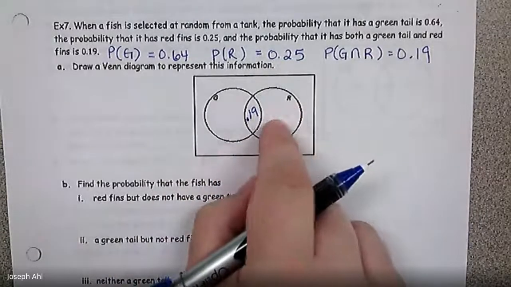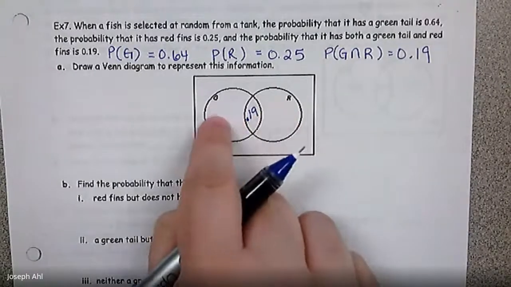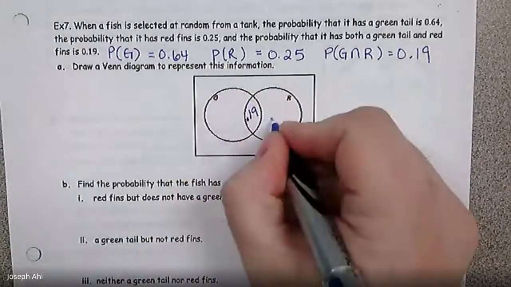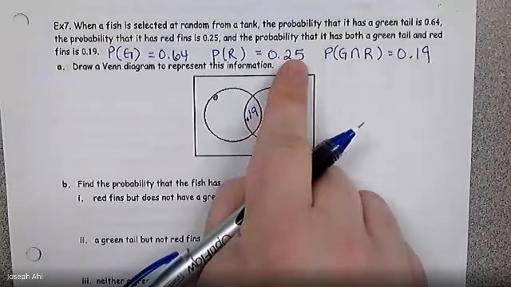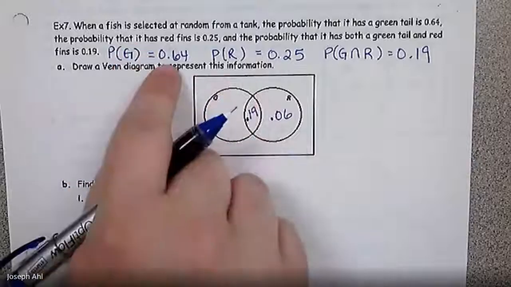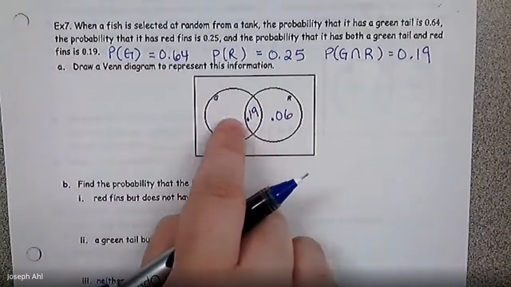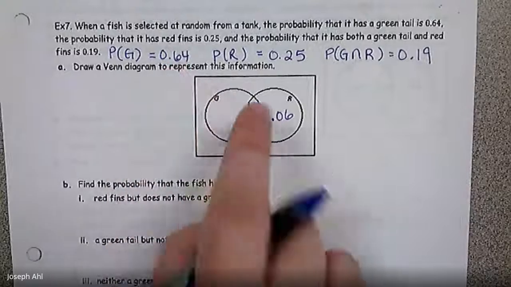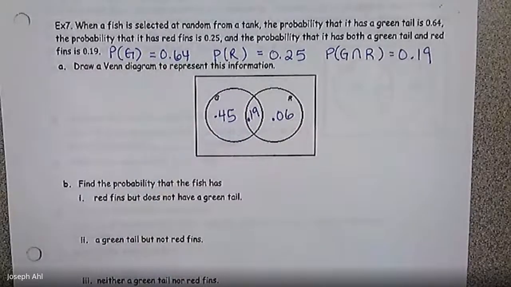Okay. So what we're going to do is the probability of just having a red fin and not a green tail would be 0.06. Again, these two things have to add up to 0.25. So simply take 0.25 and subtract out that intersection. Similarly, over here, I'm not going to put 0.64 here. These two numbers have to add up to 0.64. So if I do 0.64 minus the intersection of 0.19, I know that we have 0.45 is the probability of just having a green tail.